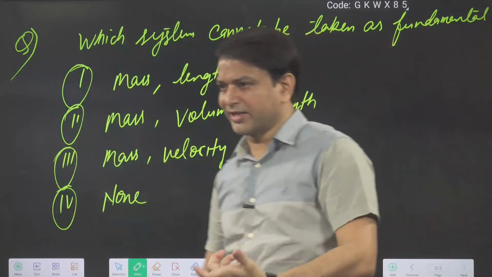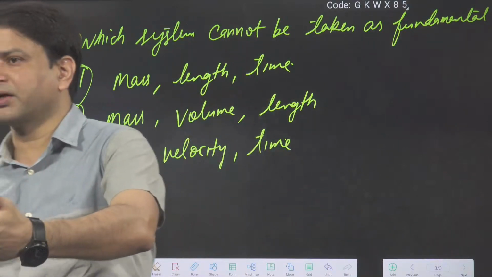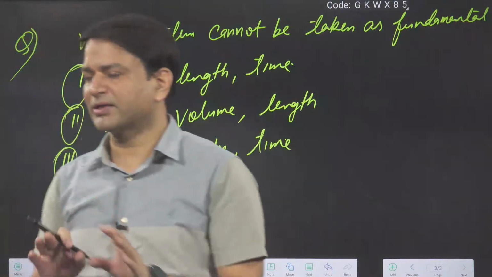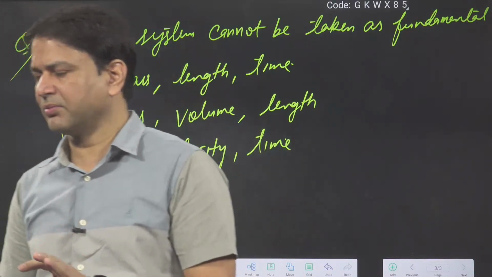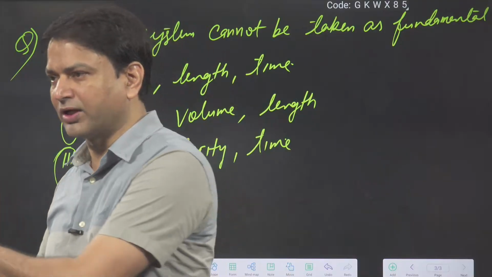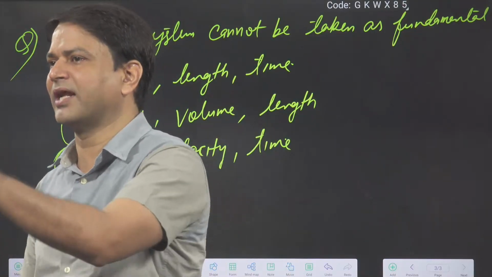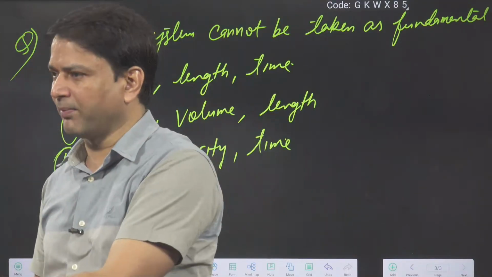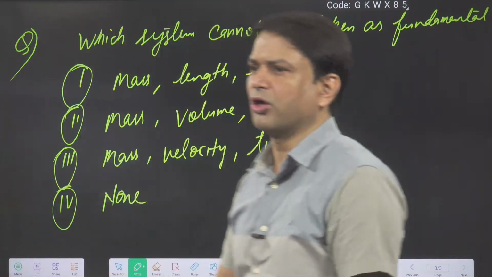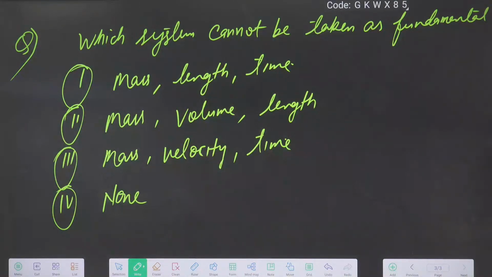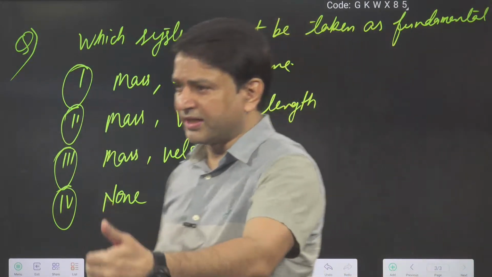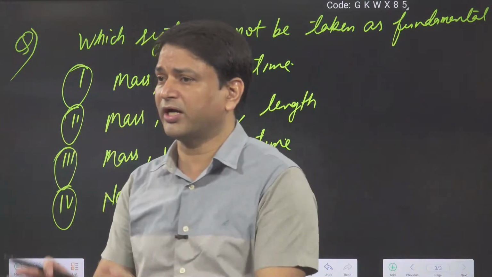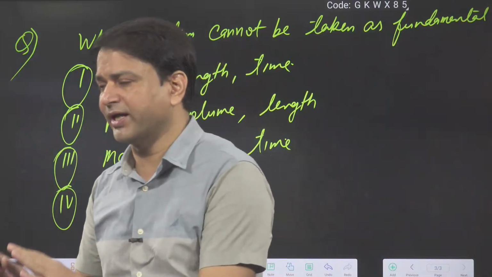Suppose the question was, among the given options, which represents the fundamental system. It means in that question I am asking about our fundamental system. Our fundamental system is mass, length, and time. So if this question is there, then we can go to option 1, because in option 1 I gave mass, length, and time, that we are taking as fundamental. But here I am saying, which system cannot be taken as fundamental. So according to the definition of fundamental, which can we not take as fundamental?